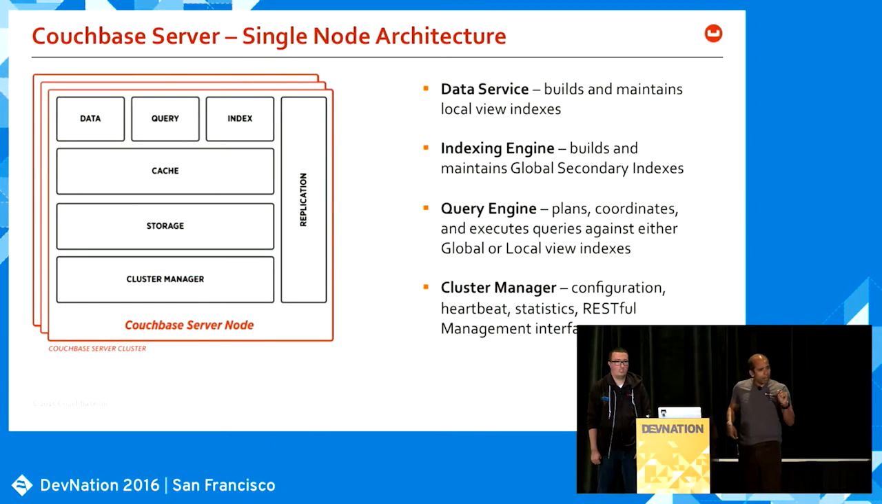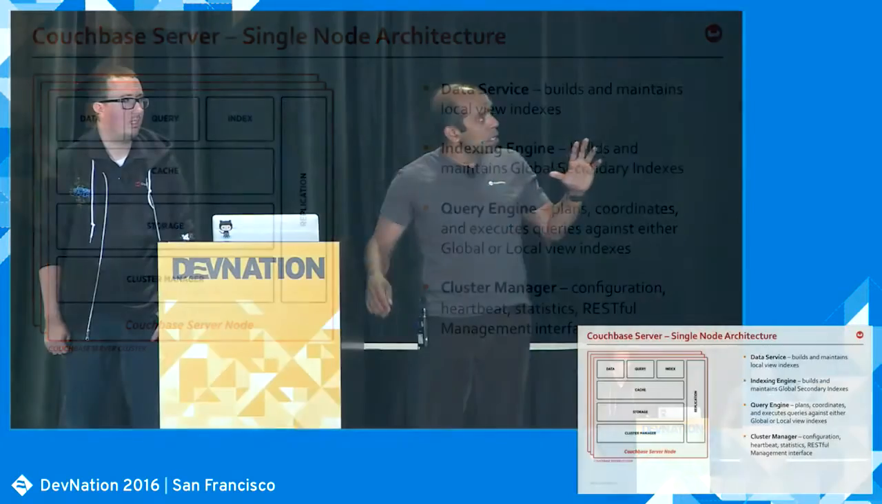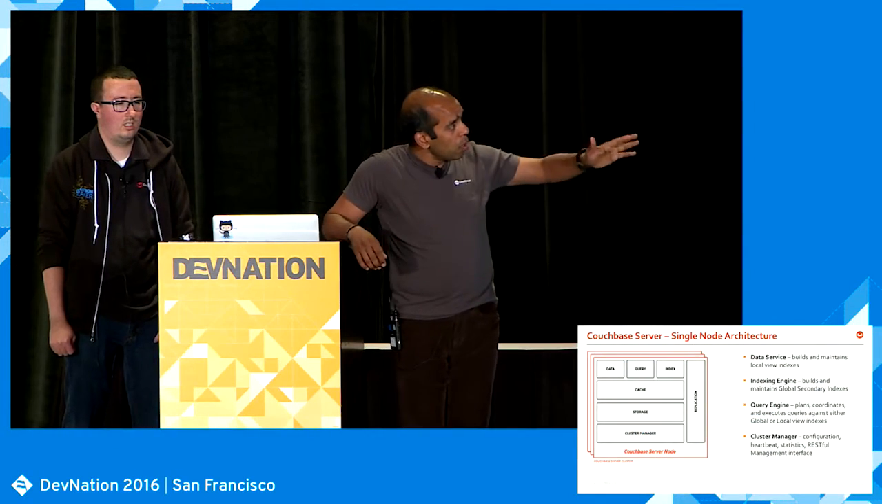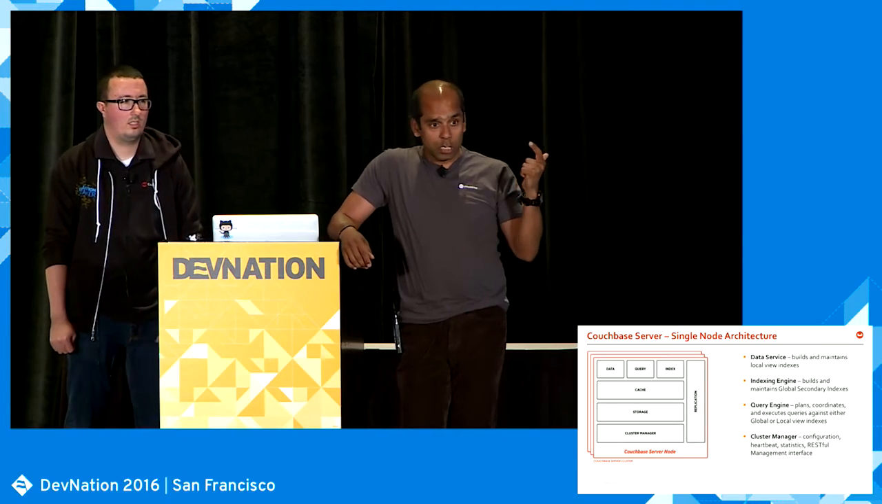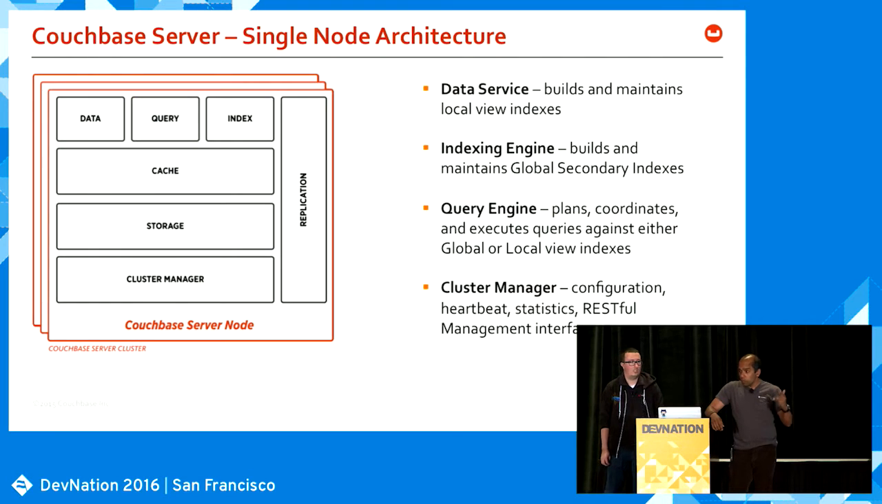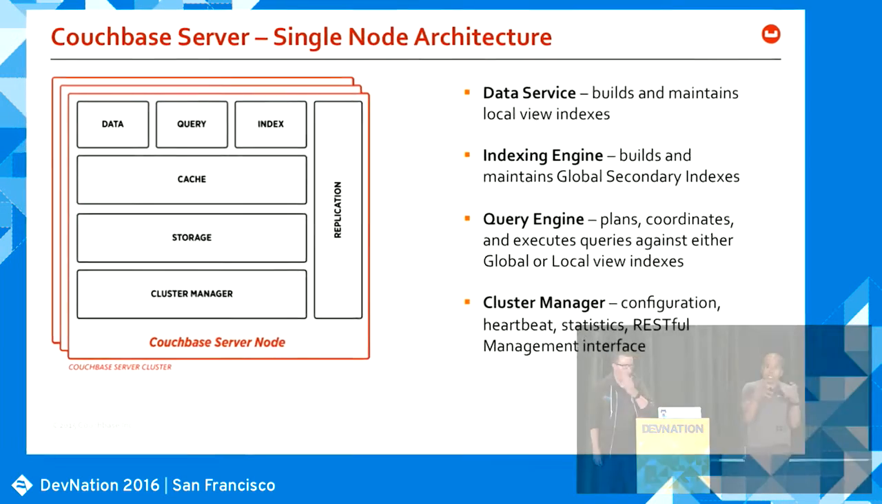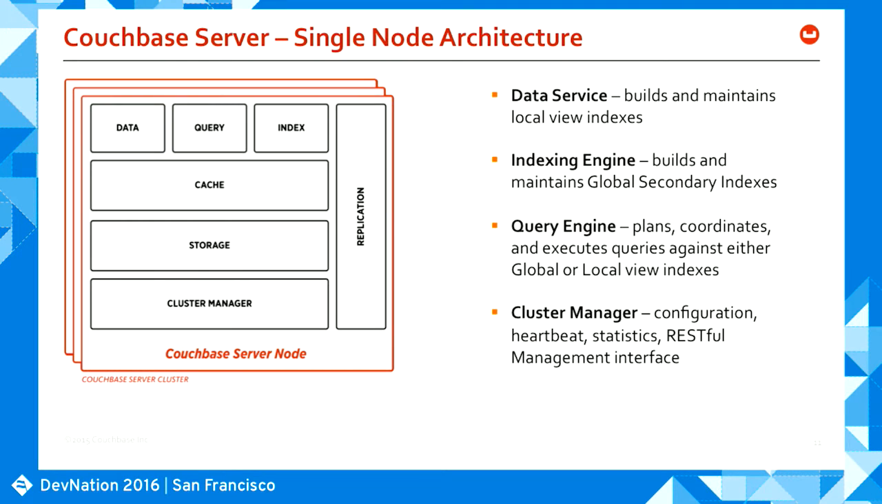Now, I hinted about this a little bit earlier. Couchbase has a single node architecture. What that means is, here is one node. Essentially, if you're running a database, you need three services. You need index, you need data, and you need query. By single node architecture, what I mean is, on a single node, you can have all of these three services together. And then you can have cache, storage, cluster manager, replication, all of those capabilities baked into a single node.